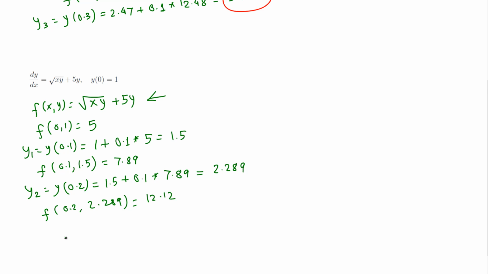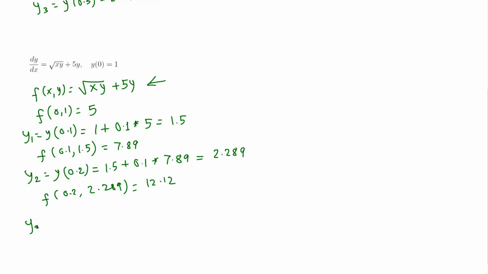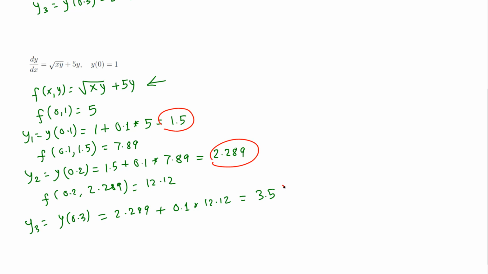So the final y3, which is y at 0.3, is the previous y 2.289 plus step size times slope 12.12. Use your calculator, it comes out to be 3.5. So we have y1, y2 and y3. We can keep going, but MATLAB would do the work if you have to do a lot of steps.